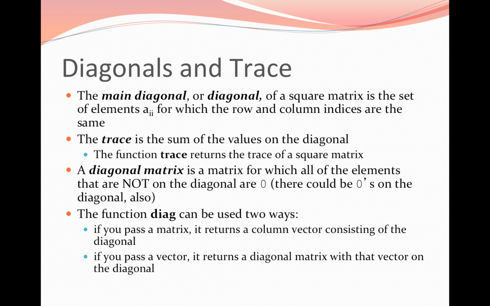If you pass a matrix to the diag function, it returns a column vector consisting of the values on the diagonal of the matrix. The other way you can call the diag function is if you pass a vector to it, it will create a diagonal matrix with that vector on the diagonal. So remember, for the function diag, if you pass a matrix, you get a vector. If you pass a vector, you get a matrix.